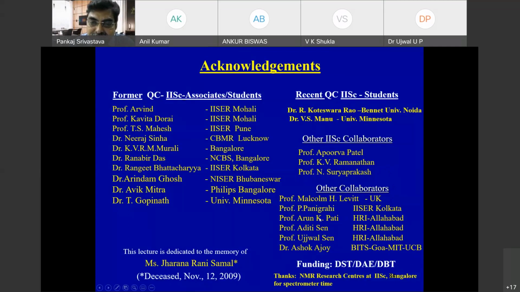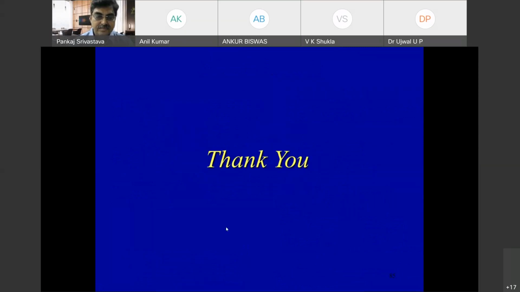So Parigrahi, Anupati, Aditi Sen, Ujjal Sen, I didn't show that work here. They came to visit us, and then we developed some experiments. Shoko Joy was an MSc student with me, a wonderful student from BITS Pilani, Goa, did PhD at MIT, postdoc at UC Berkeley, and is now a faculty member at UC Berkeley. The lecture is dedicated to the memory of Jhanna Rani Samar. Thanks to the NMR Center for spectrometer time, and to funding from DST, DAE, DBT, and thank you very much.